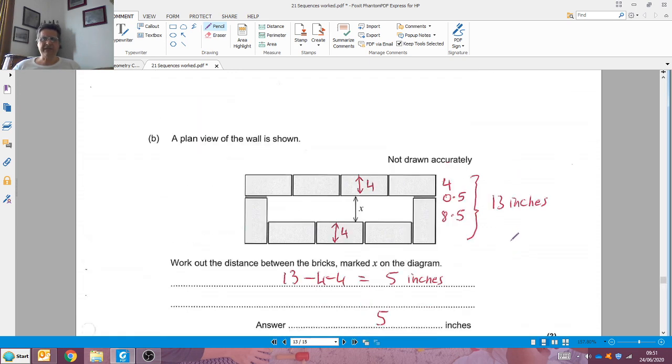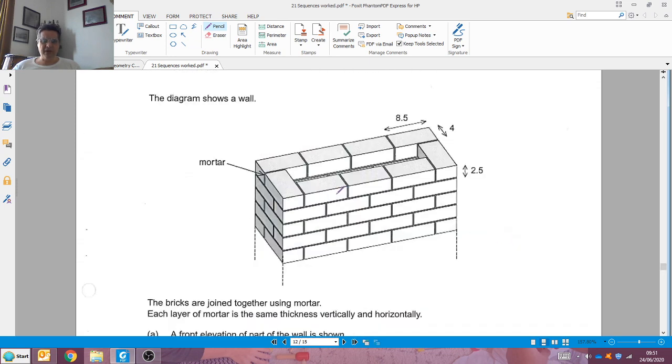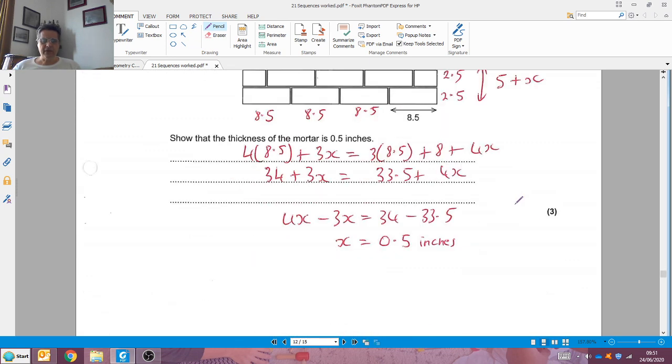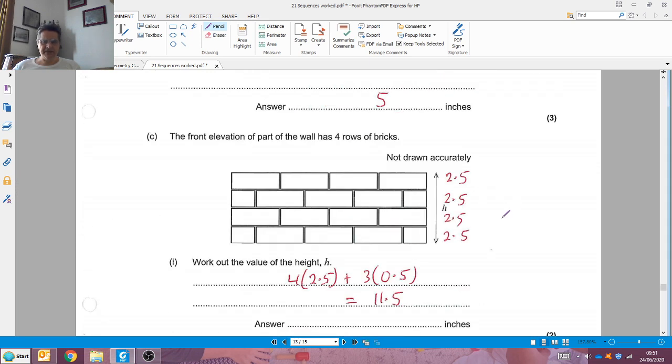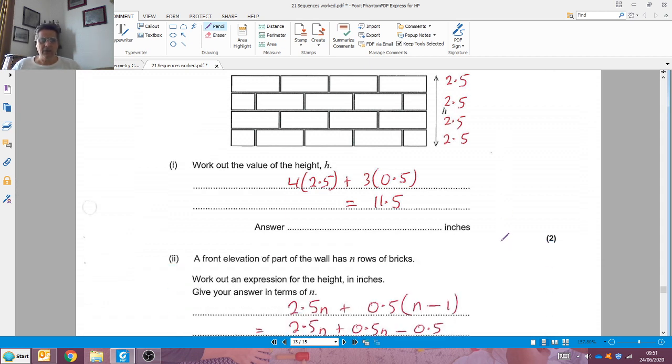Front elevation. That just means look at the front of the wall they built us. So we're looking at this part over here. Work out H. Okay, that's quite easy. I know each brick is 2.5 inches tall, and I know I've got 1, 2, 3 rows of mortar to keep the 4 bricks stuck together going right the way across the wall. So I've got 4 lots of 2.5 plus 3 lots of 0.5, half an inch of mortar, comes to 11.5 inches high. Done.